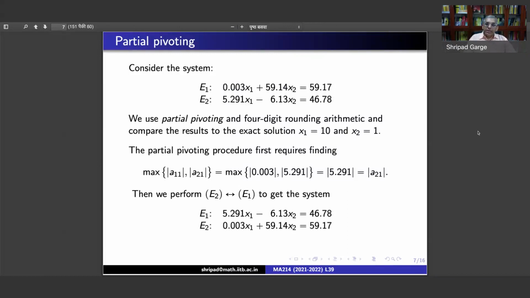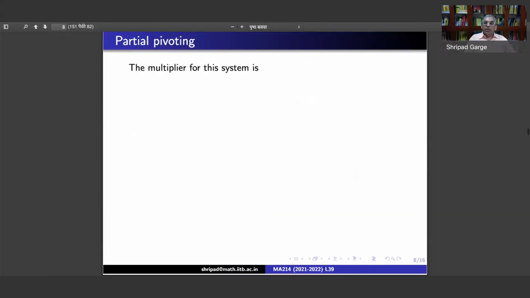So we perform E2 switched with E1. What we get is the same system, but our equation E1 is now the earlier equation E2, and the E2 equation is the earlier equation E1. The solution set is the same. Solutions are not going to change. And now we apply the Gaussian elimination method. So the multiplier A21 upon A11 is going to be the reciprocal of the earlier one. So it is now 0.005670. Earlier, we had divided by this number, and now we are multiplying by this number.